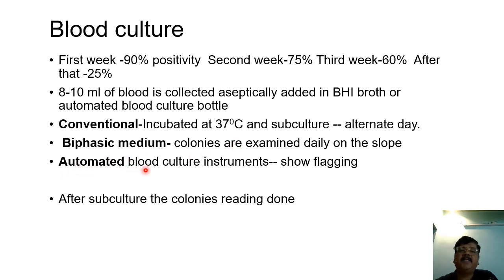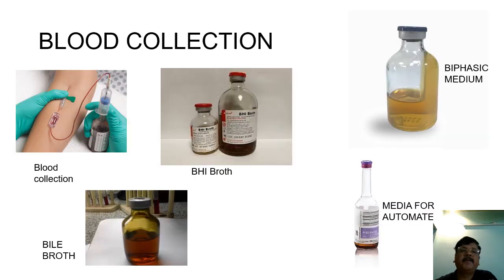So these are the advantages of biphasic medium. Then the automated blood culture system has become popular nowadays. You just have to load the automated culture bottles in the machine, and it shows flagging, showing the slot where the bottle has shown growth. And then further we have to subculture and go for further identification. Then after subculture, we have to do the reading of the colonies.